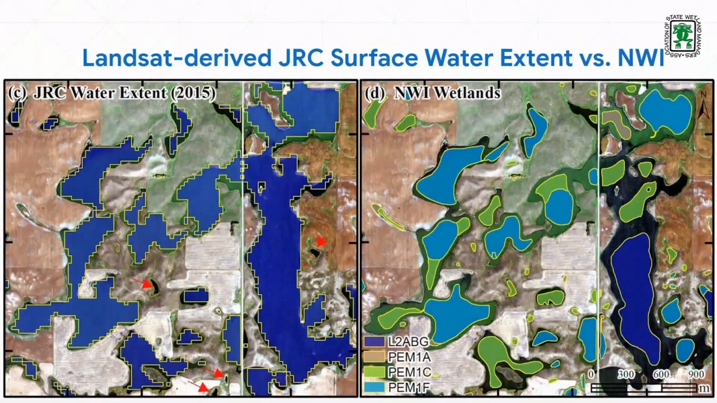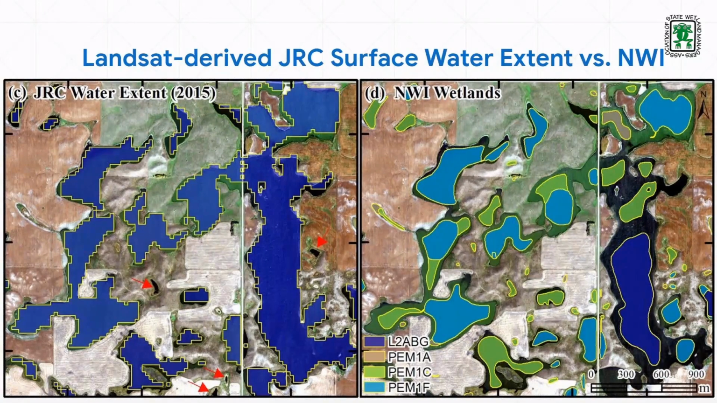So on the left side here, you can see the JRC product, 30 meter based on Landsat. They were actually not able to capture those smaller wetlands. You will see the red arrows here pointing out, right? So these were not captured by the surface water product. And also the boundary, you can see they do not match very well with the imagery. And the right shows you, I already showed this one earlier, the NWI.